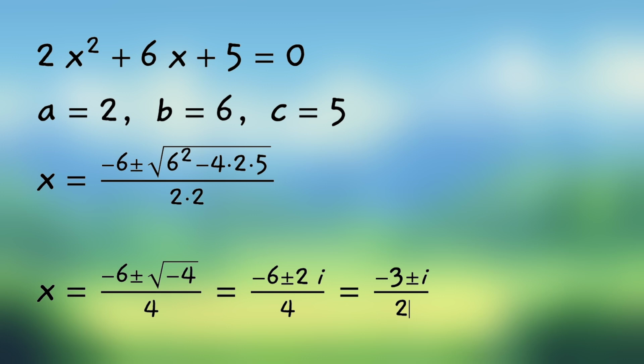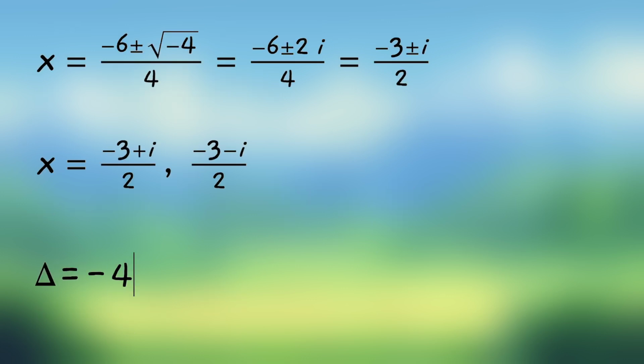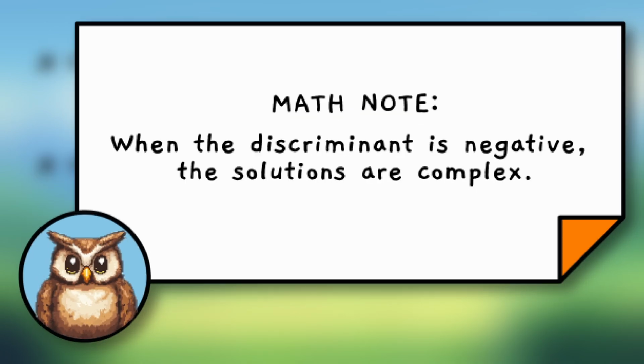You could do it once with a plus sign, and that gives you negative 3 plus i over 2, and then go through and do it again with a minus sign, and you get negative 3 minus i over 2. So these are the two solutions to the quadratic equation, and they're both complex numbers. And in this case, the discriminant is negative 4. The takeaway here is when the discriminant is a negative number, the two solutions to the equation are going to be complex numbers.